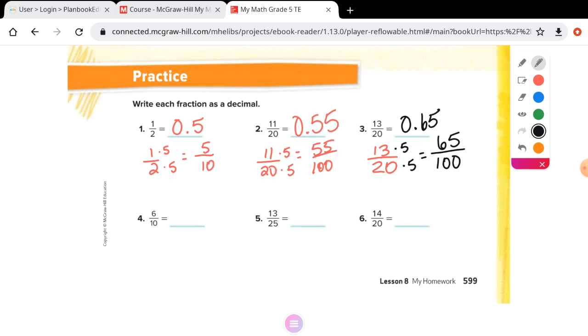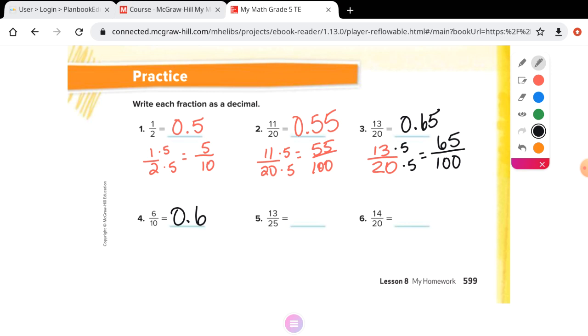Next one. Lexi, option 1, option 2, or option 3? Option 1. Option 1, those are the easy ones. Why? Because it's a 10 and it needs to be a 10, 100, or 1,000. Yeah, because it's already a 10, so how do I write that as a decimal? 0.6. So these are the only kind on tonight's worksheet that shouldn't have any work, our option 1s.